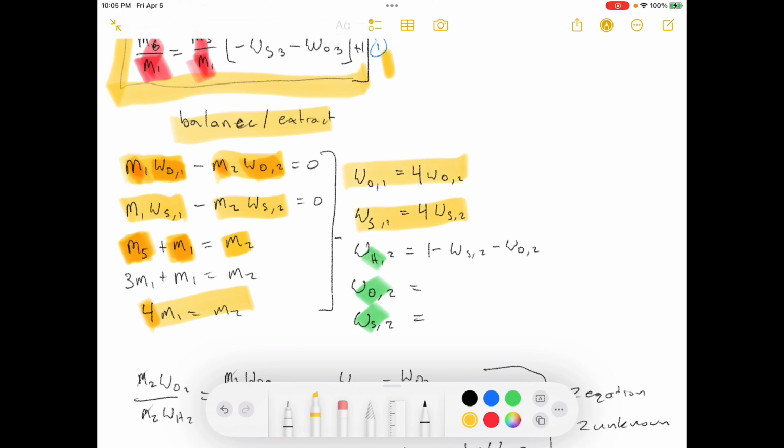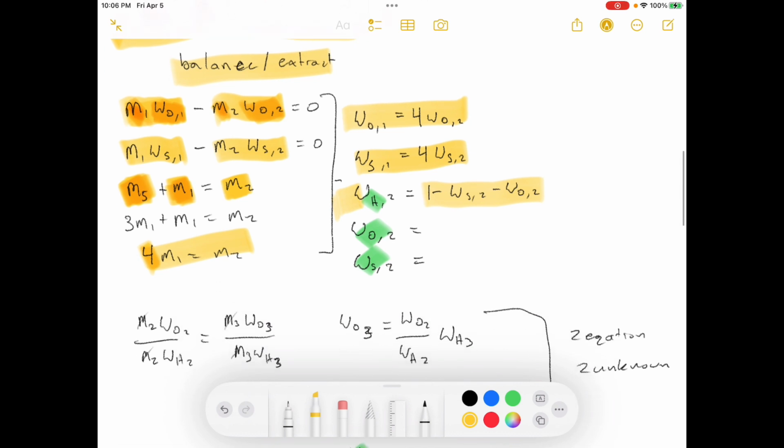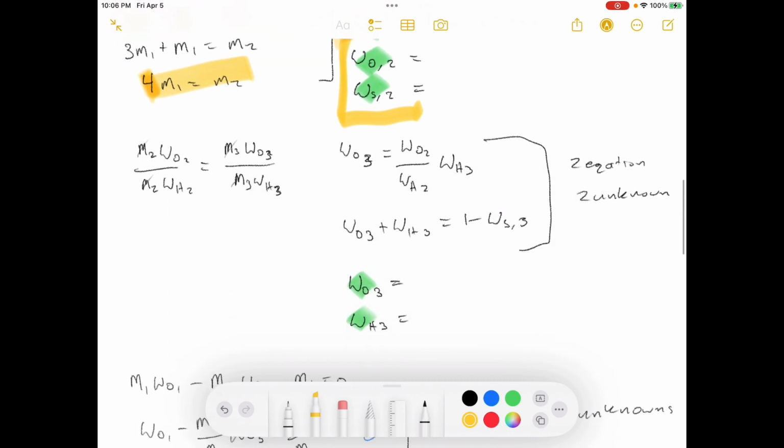We calculate our weight fractions, and then the last weight fraction we can just calculate using our process spec: 1 minus the other 2 weight fractions equals this weight fraction. When I highlight it green, that means it's checked, we solved for those. So we know what those 3 variables are. We know what all the weight fractions are for stream 2.